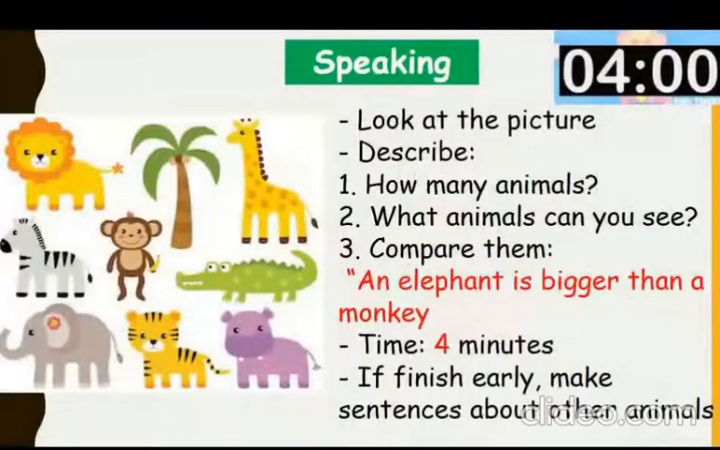All right, now the last activity today for you is speaking. Look at the picture and describe the picture. Let's answer 3 questions below. How many animals, what animals can you see, and compare them? For example, an elephant is bigger than a monkey. You have 4 minutes to describe the picture. If you finish early, make sentences about other animals.